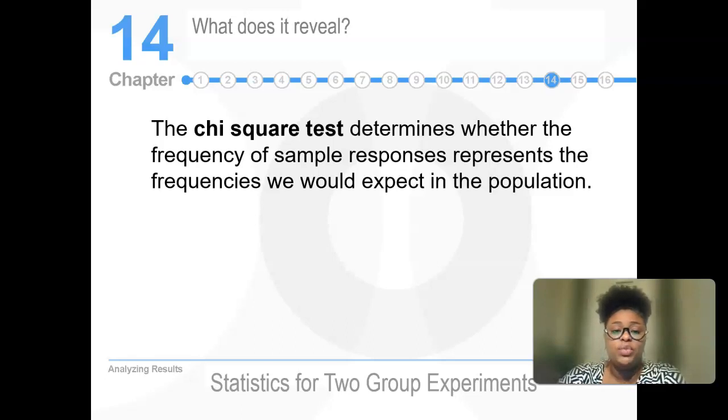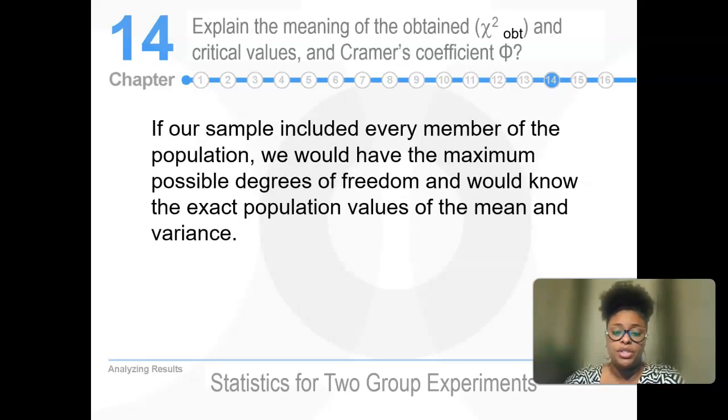This test determines whether the frequency of sample responses represents the frequencies we would expect in the actual population. So, how many times does a frequency or response show up within the sample? It represents frequencies, and the chi-square test looks at how many frequencies are listed within our population or expected to be listed within our population.